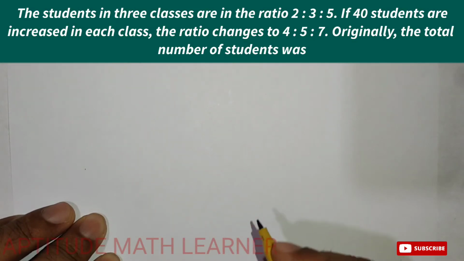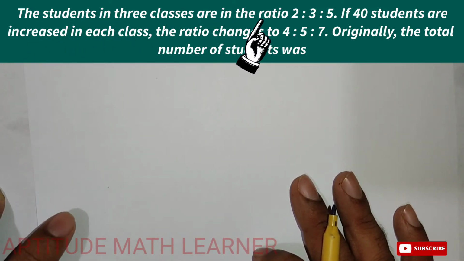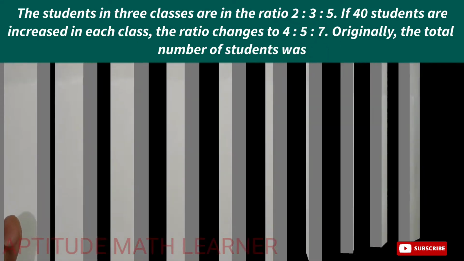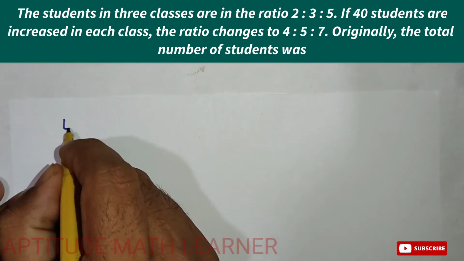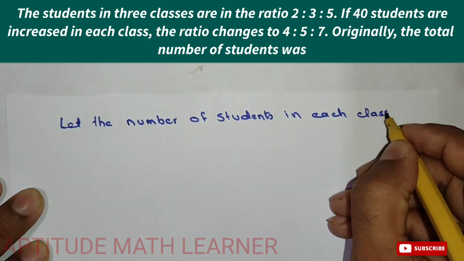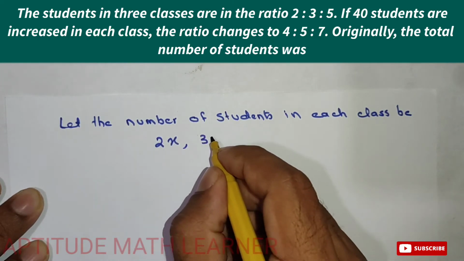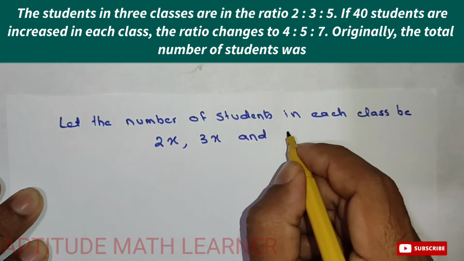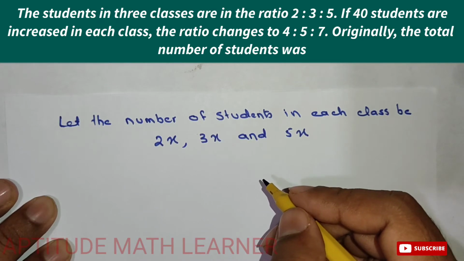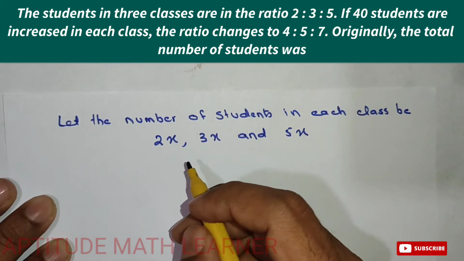So let's begin with our question. The first thing we have to do is take the number of students in each class to be 2x, 3x and 5x. So we have just taken the students in each class in the ratio 2x, 3x and 5x, and we have just taken x.